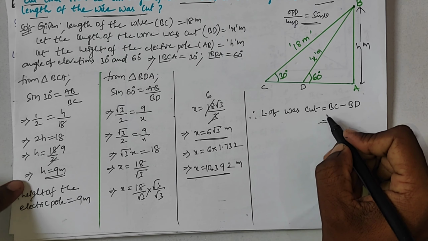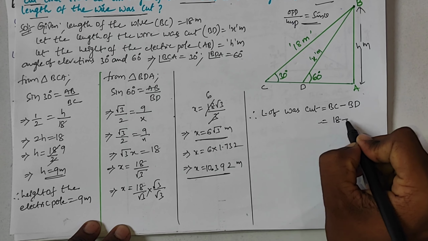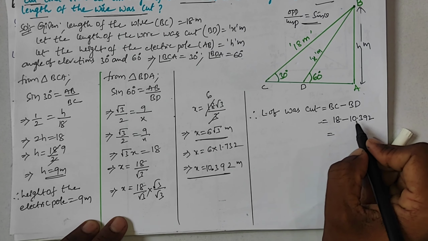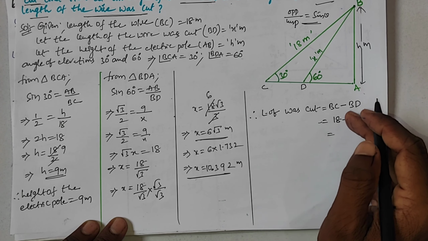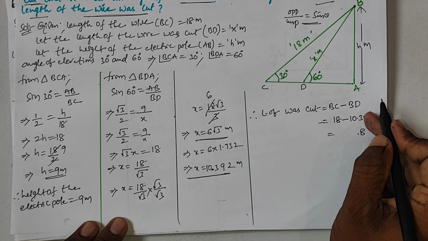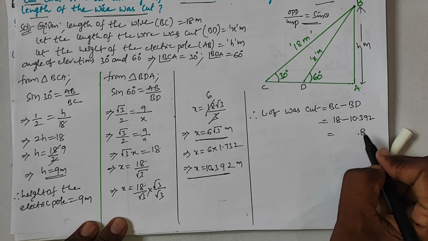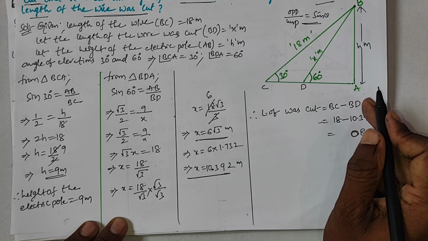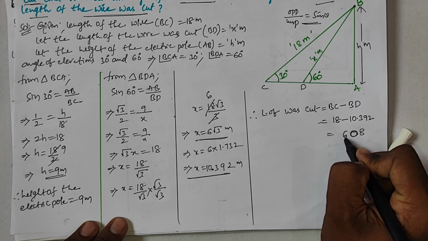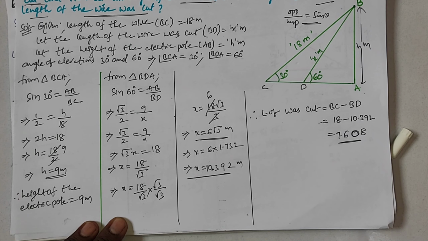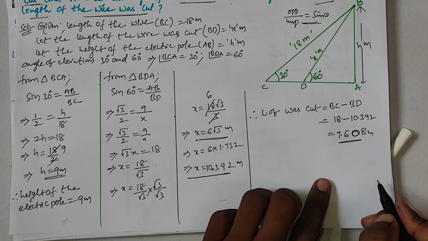Nothing but BC, how much total, is 18, minus BD is 10.392. Now doing subtraction, so 18.000. 10 minus 2 is 8. Then how much will be here? 9, right? 9 minus 9 is 0. Then there will be 9. 9 minus 3 is 6. And 7 minus 0 is 7. So 7.608 meters. Okay.